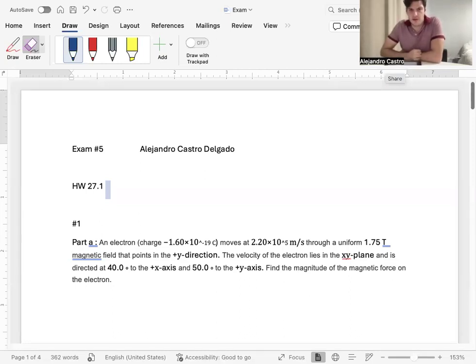For exam number 5, I'm going to be working with homework 27.1. With me, I have my tablet, my pen, and my calculator. Let's begin.